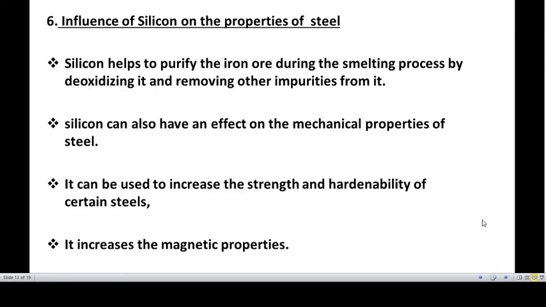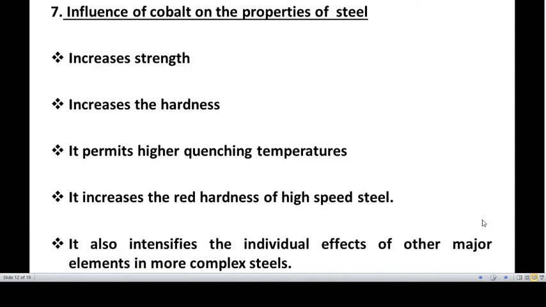Next is the influence of silicon on the properties of steel. It helps to purify the iron ore during the smelting process by oxidizing it and removing the other impurities. So silicon is a very important element that can be used to purify the steel during the deoxidizing process. Silicon can also have an effect on the mechanical properties of steel. It can be used to increase the strength and hardenability of steels. It can increase the magnetic properties of steel.